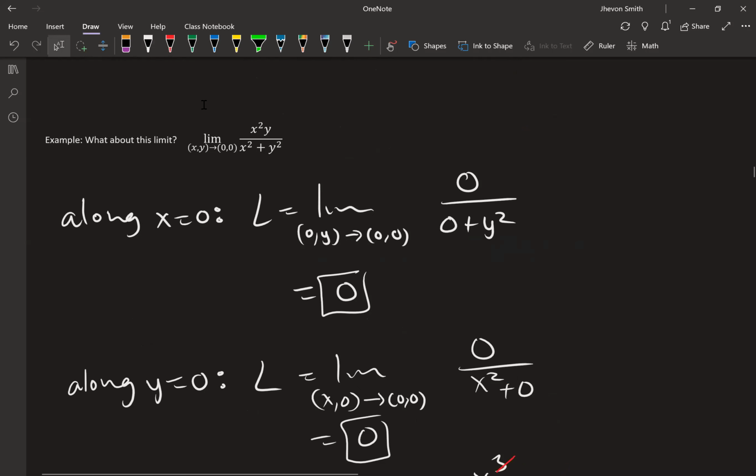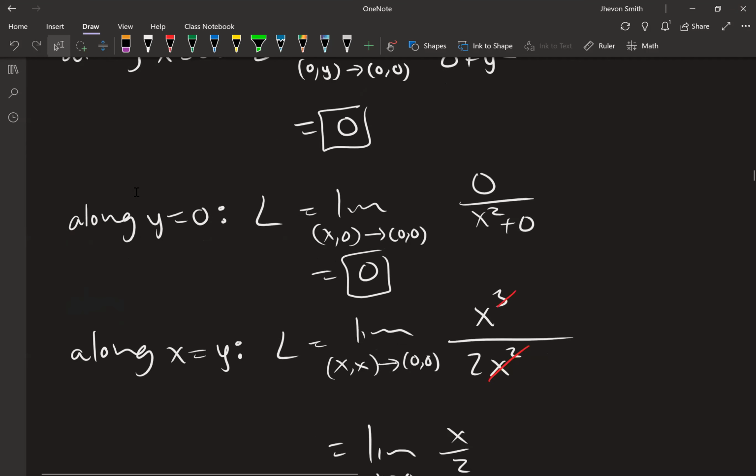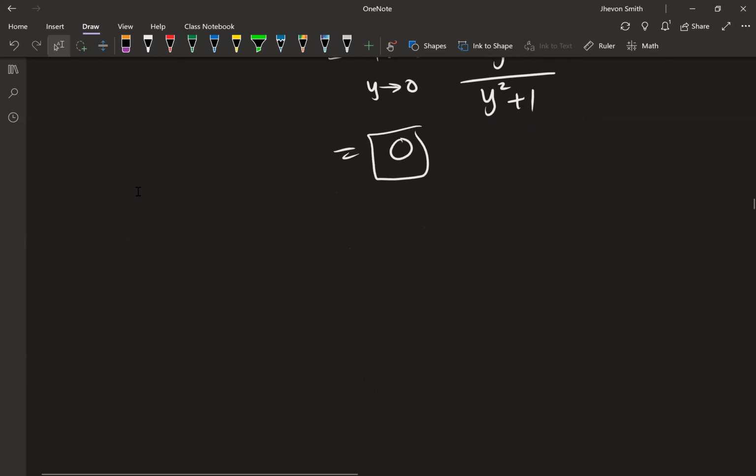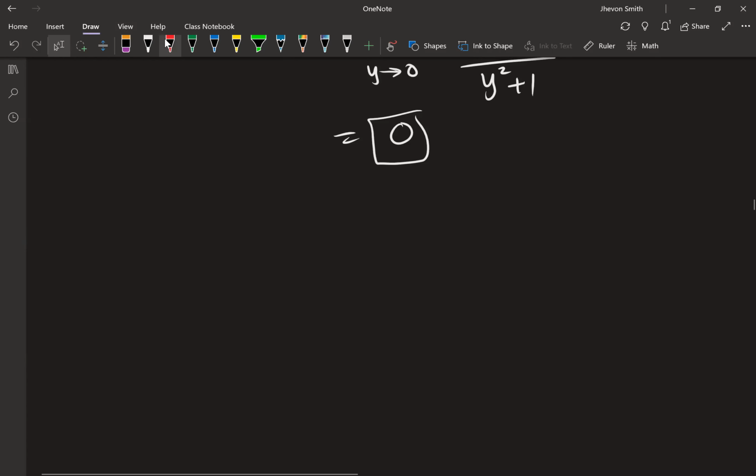Yo, bro. Why did Jhevon put this sentence there? I feel like Jhevon's trying to trick us, bro. Yo, you think the limit is actually 0? Yes, it is. Shark.